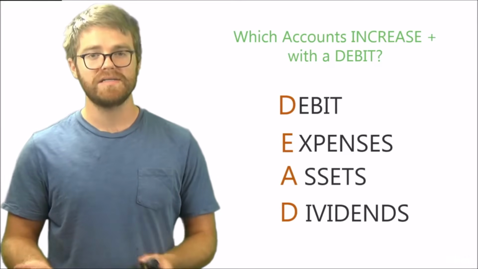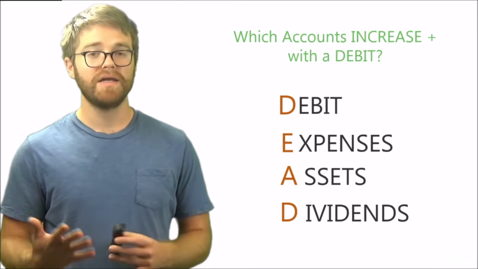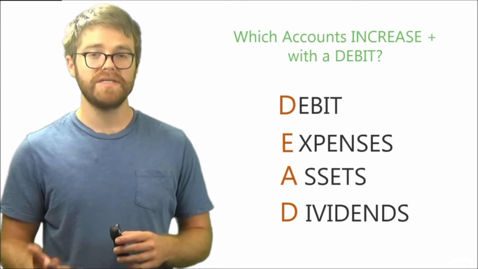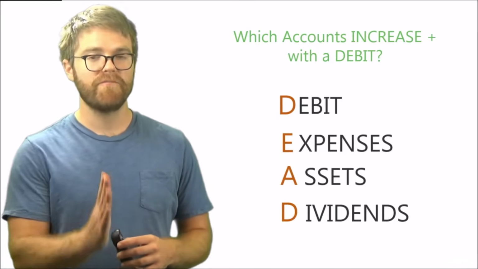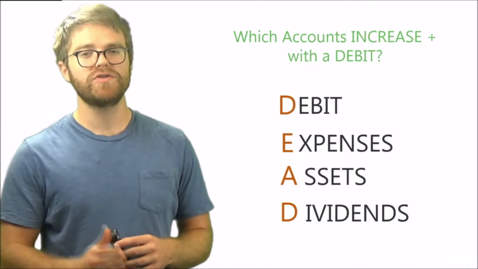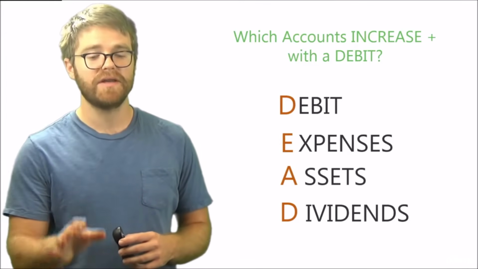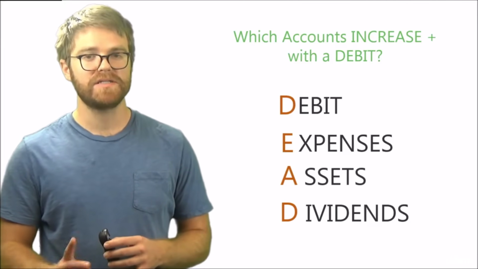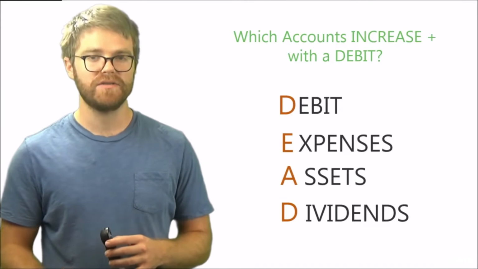So if you go ahead and buy some supplies, you bought an asset. Was that asset going up? Yeah, you just bought it. So that means you would debit supplies. So this is a very important acronym. We're going to go over some more transactions in a second, but you need to know this acronym. You have to know it. Always debit expenses, assets, and dividends if you're increasing those accounts.